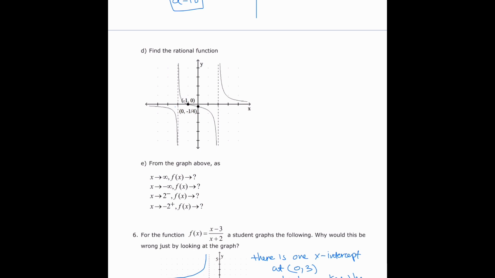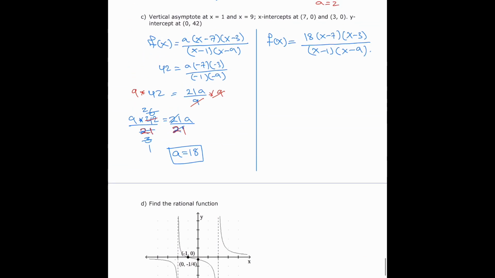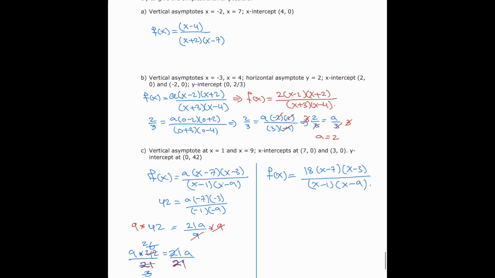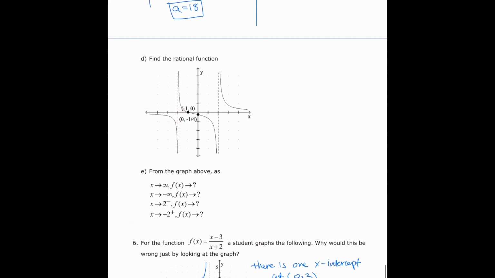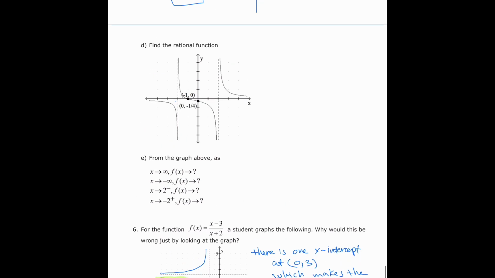Section 5.6, question number 5, and this is part D. We need to find the rational function. So to find the rational function, we're going to identify the vertical asymptotes. We have x equals 2 and x equals negative 2. So the factors x minus 2 and x plus 2 are in the denominator.